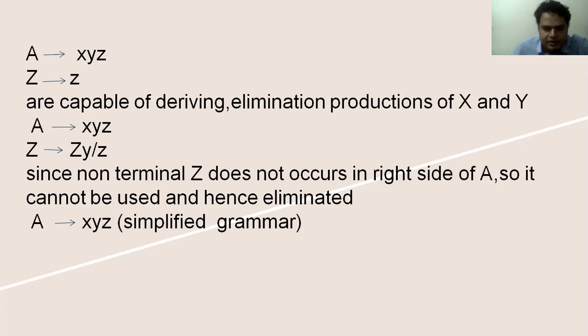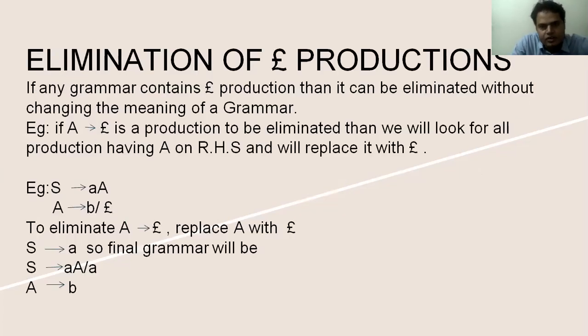A tends to XYZ, then this is the grammar. Elimination of epsilon production: if we get epsilon on the right side, then we can eliminate it because there is no use of epsilon production. If any grammar contains epsilon production, it can be eliminated without changing the meaning of the grammar. If A tends to epsilon is a production to be eliminated, then we will look for all productions having A on the RHS and will replace it with epsilon.